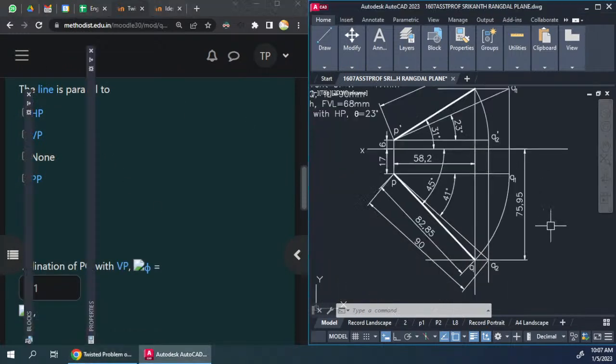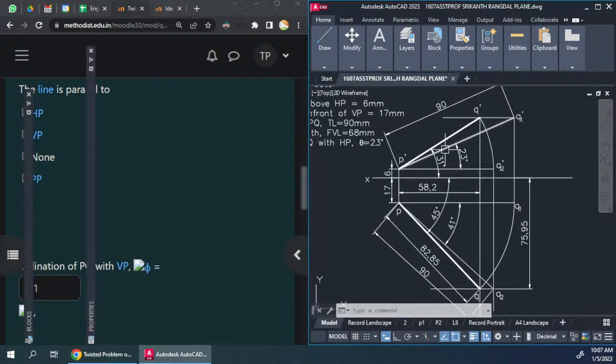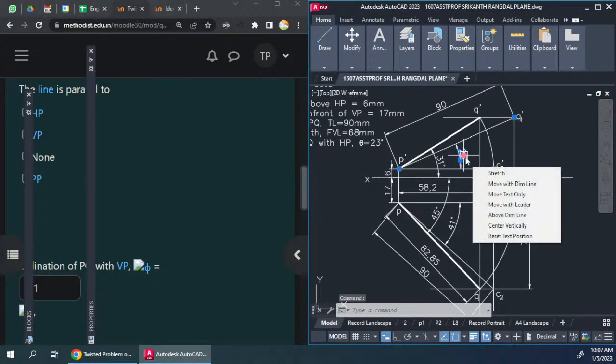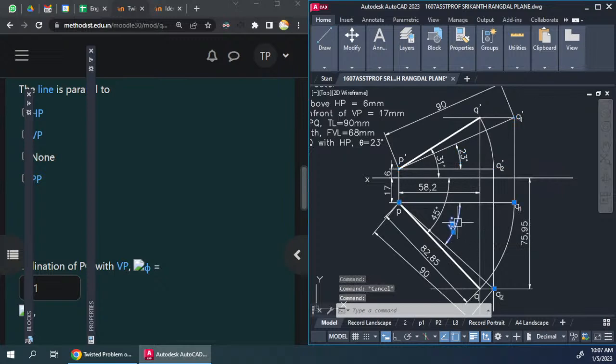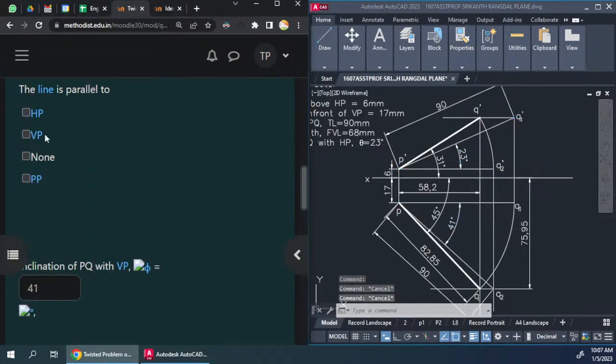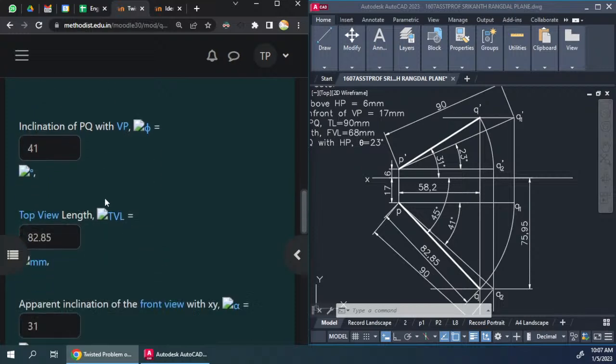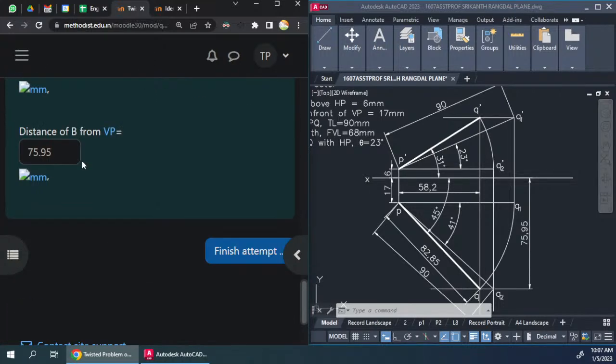Fine. So in this particular position, it is inclined to both the planes. This is the actual inclination with HP, and this is the actual inclination with VP, and that's the reason why it is inclined to all the planes, and it's not even parallel to PP. If it is parallel to PP, the sum of theta and phi will come out as 90 degrees. So the correct option here is none. It is parallel to none, and all these values we need to feed in like this.